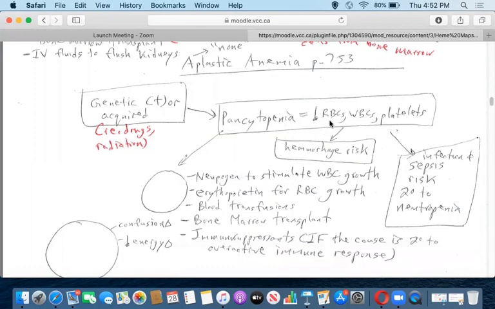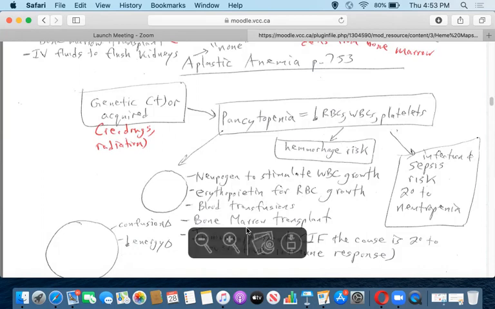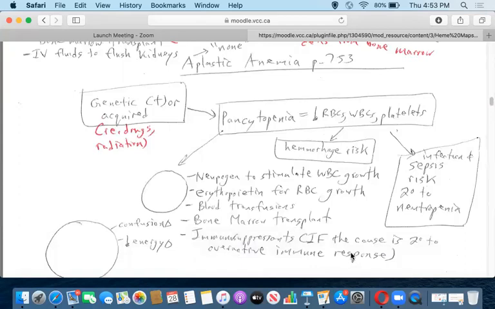So obviously, if you think about what are the risks for each of these things, well, if you have a decrease in platelets, you've got hemorrhage risks. If you have a decrease in WBCs, you've got infection risks. A decrease in RBCs, you've got all the signs and symptoms of problems that come with anemia. What can we do about these things? Well, we have to stimulate the production of these cells in some ways. We've got Neupogen for white blood cell growth, erythropoietin hormone for RBC growth, blood transfusions. Of course, a bone marrow transplant, if we can get one, could solve all our problems. And immunosuppressants, if the cause is secondary to an immune response.